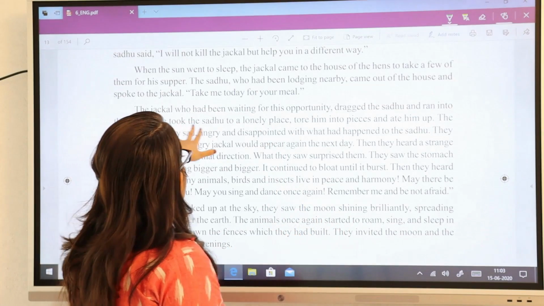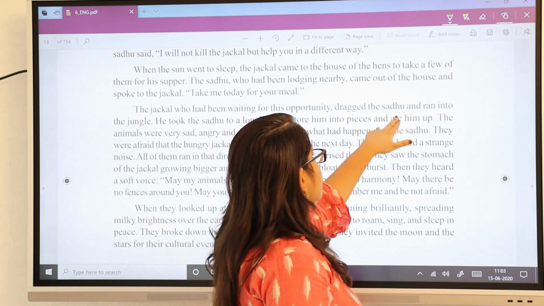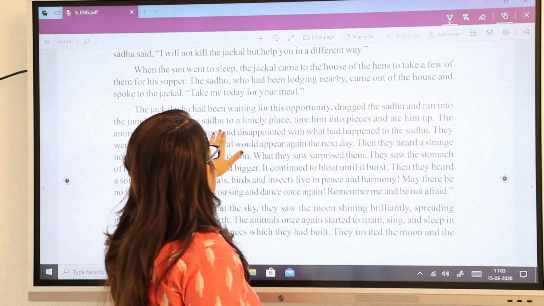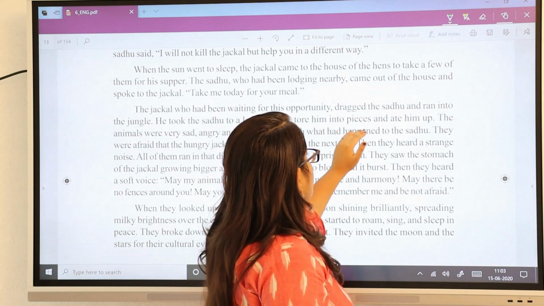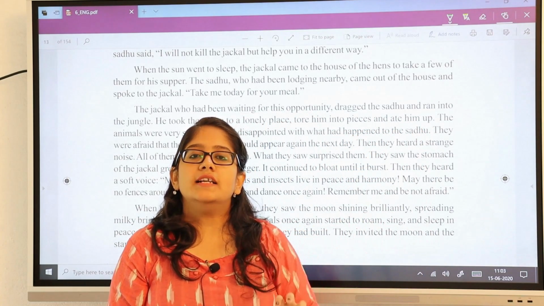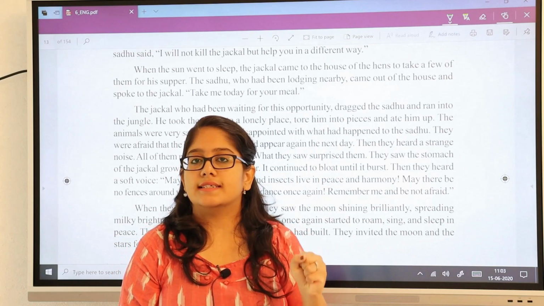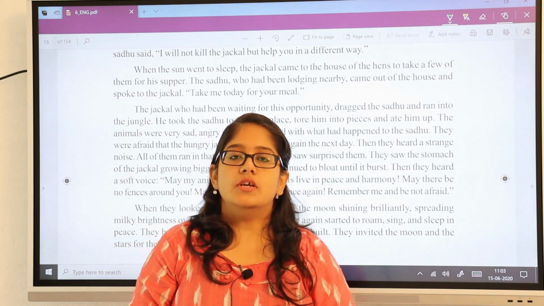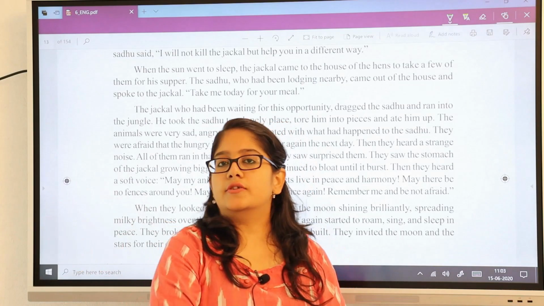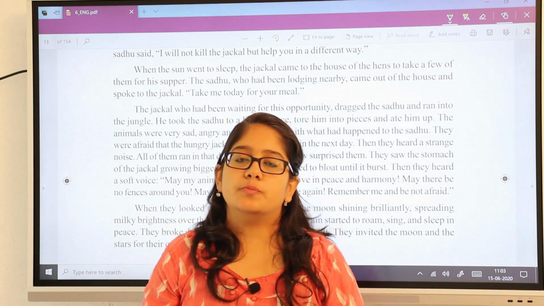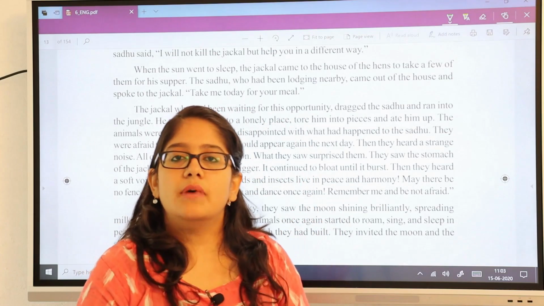The jackal, who had been waiting for this opportunity, dragged the Sadhu and ran into the jungle. He took the Sadhu to a lonely place, tore him into pieces and ate him up. So what did the jackal do? Now the jackal was desperately waiting to kill Sadhu. This was a wonderful opportunity to attack and kill Sadhu. So he pulled Sadhu and he took him to the jungle. There he tore him into pieces and ate him up.